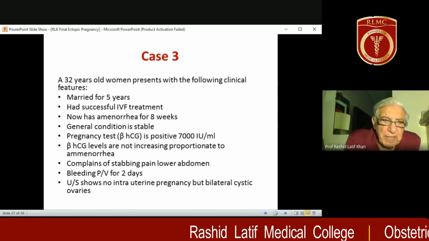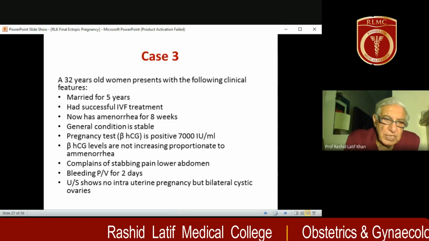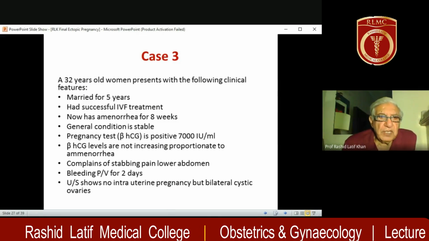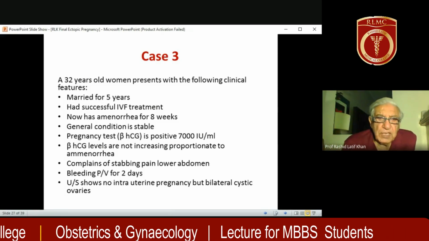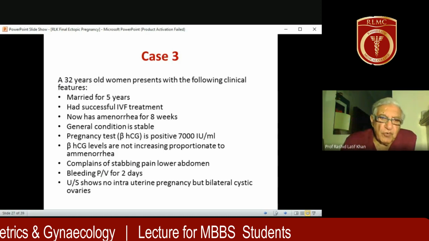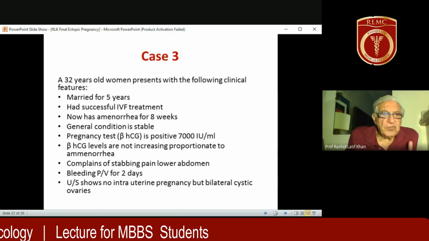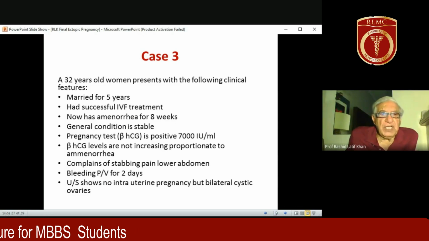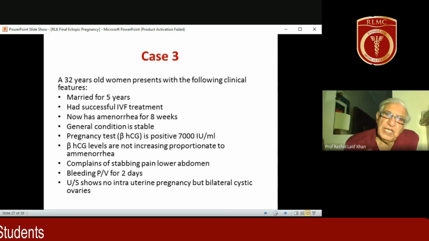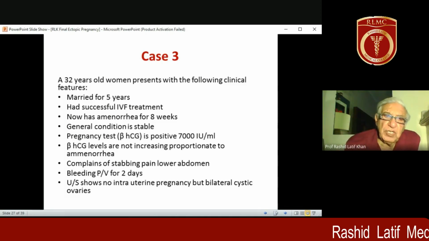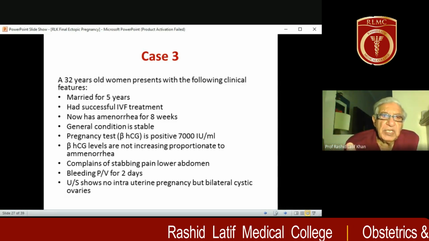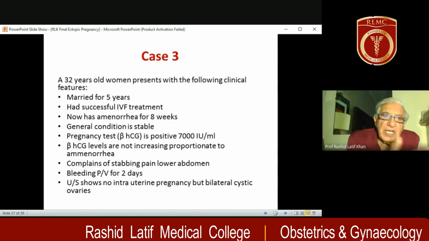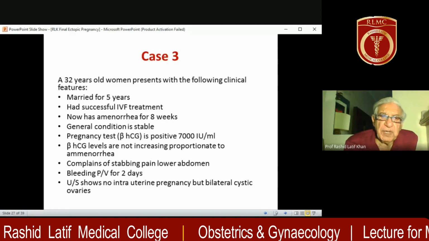Complaints of stabbing pain, lower abdomen, and bleeding for 2 days. Ultrasound, no uterine pregnancy or outside pregnancy is seen. Only cystic ovaries because of stimulation of the ovaries, which was carried out for IVF treatment. So you have not seen a pregnancy outside, and there is no pregnancy inside as well, but positive pregnancy test with 7,000. In this case, this is the patient who you will wait, do repeated beta HCG tests. Maybe the sac will appear later in the uterine cavity. It is, after all, ART pregnancy.